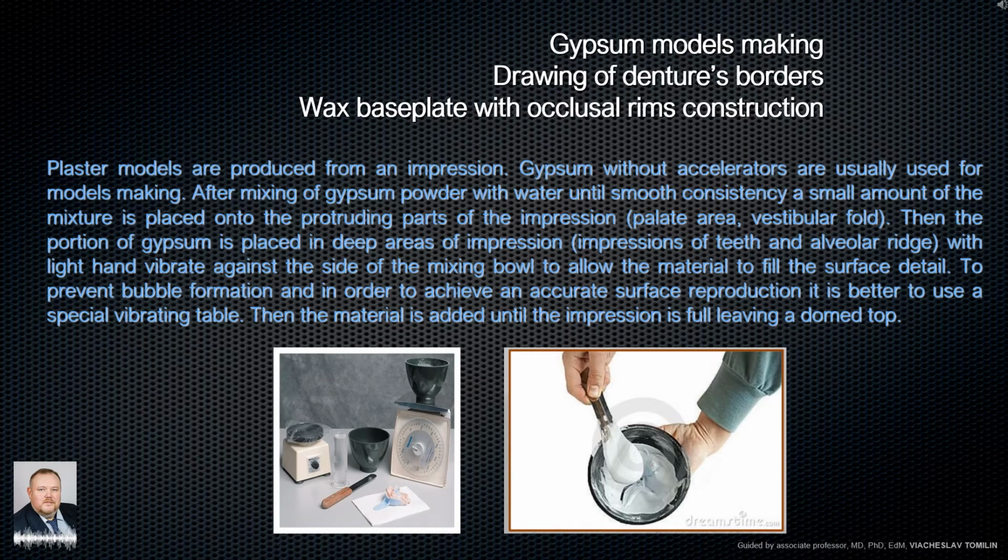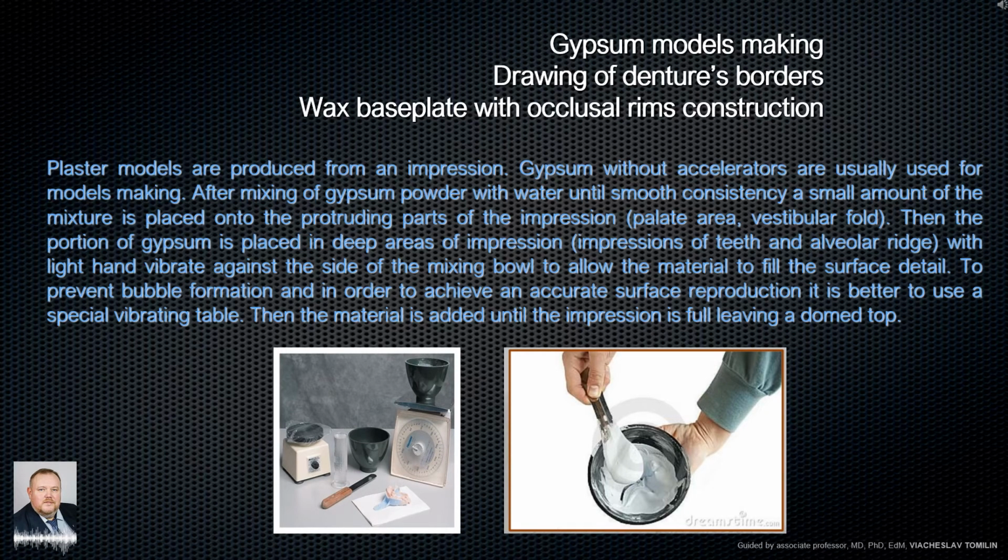Gypsum models making. Drawing of denture borders. Wax baseplate with occlusal rims construction. Plaster models are produced from an impression. Gypsum without accelerators is usually used for models making. After mixing of gypsum powder with water to a smooth consistency, a small amount of the mixture is placed onto the protruding parts of the impression, palate area, vestibular fold. Then the portion of gypsum is placed in deep areas of impression, impressions of teeth and alveolar ridge, with light hand vibration against the side of the mixing bowl to allow the material to fill the surface detail.